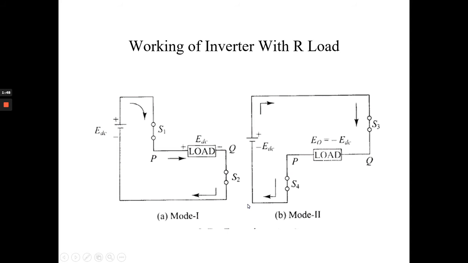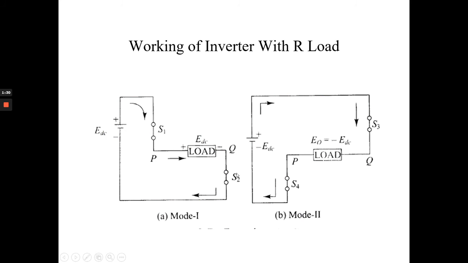See here in mode 1, the transistors Q1 and Q2 conduct simultaneously. In this mode, the load voltage is positive and the load current flows from left to right. The equivalent circuit for mode 1 is shown here.